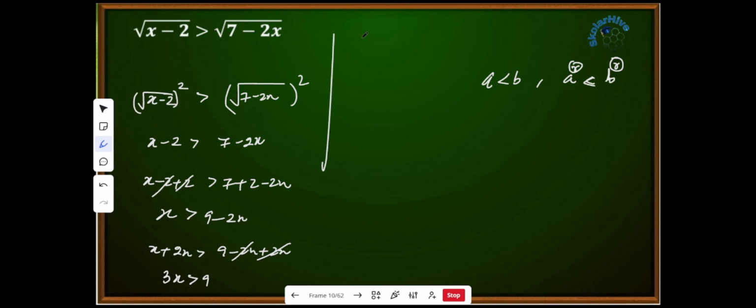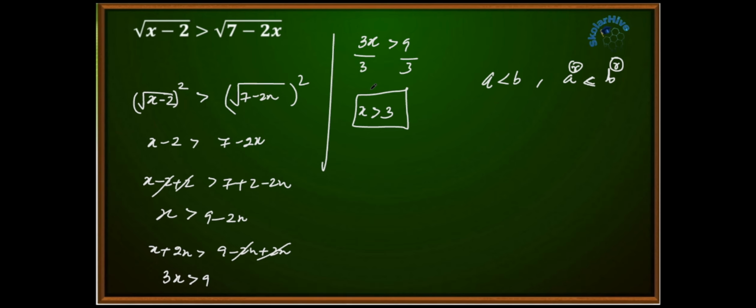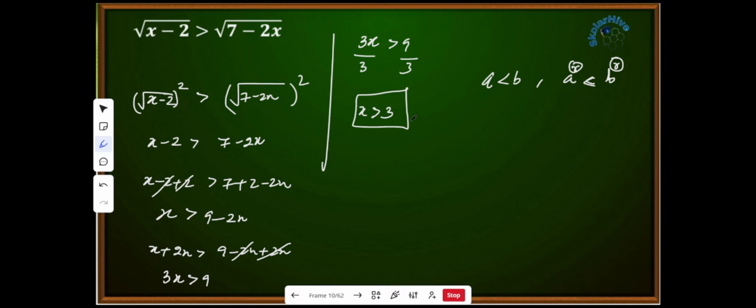Now we can isolate this x by dividing both sides by 3. So 3 by 3 cancelled, x value is greater than 3. If we take x value greater than 3, then this will satisfy this particular inequality. It means x value greater than 3, it means x belongs to 3 to infinity.